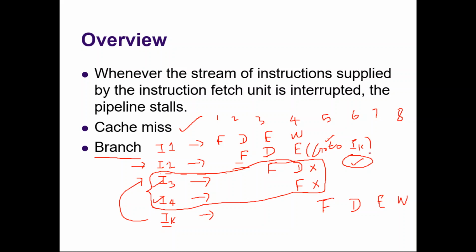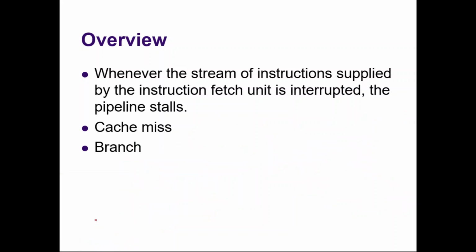But now that has not happened. Instruction K has completed only at the 8th clock cycle. So the pipeline is stalled by how many clock cycles? 2 clock cycles. The pipeline has stalled, so this has created a hazard. This hazard is also called an instruction hazard, and it is created because of the branch instruction. So this is the topic of this session.